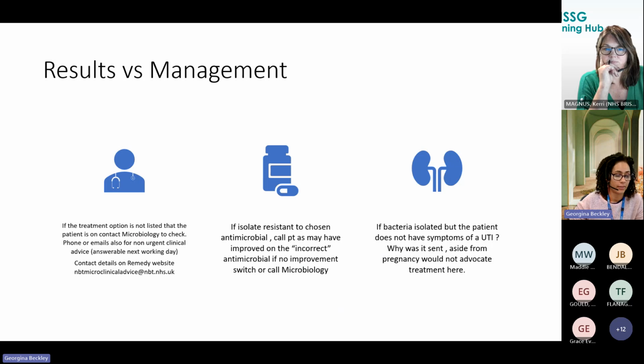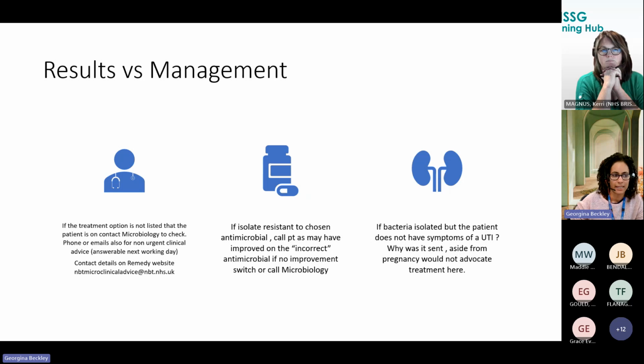You can also obviously give us a call via the clinical advice line, but I appreciate that does take a little time to get through sometimes. If the isolate's resistant to the particular bug, the patient may have improved just by their own immunology, so give a patient a call if they're on the incorrect antimicrobial. If they've not improved, and again, you can give us a call for clinical advice or email as well.